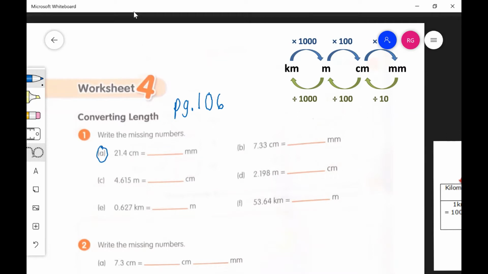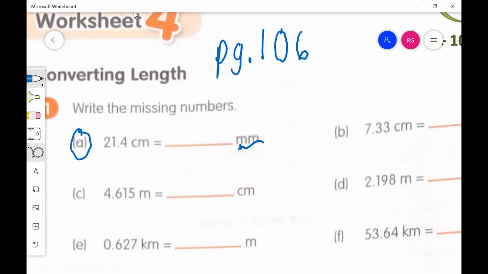The first one says, write the missing numbers. And we say 21.4 centimeters equals how many millimeters? Does anyone here know? How many millimeters for part A? 214 millimeters. All right, 214 millimeters.